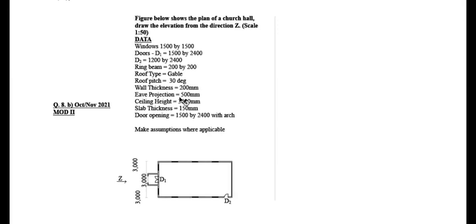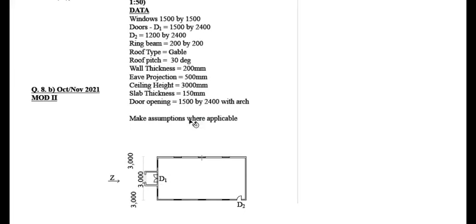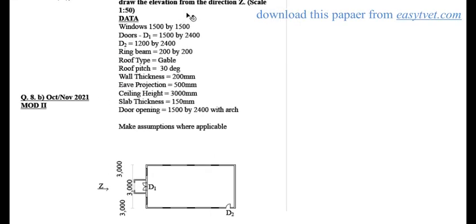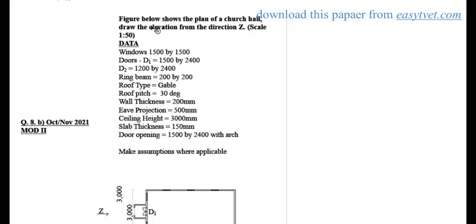In this tutorial, I'm going to show you how to draw the elevation of a structure. So you have a question here from NECTA, that is October-November 2021, Module 2. The figure below shows the plan for a church hall. Draw the elevation from the direction Z. Scale is given 1 to 50, so we're going to start.